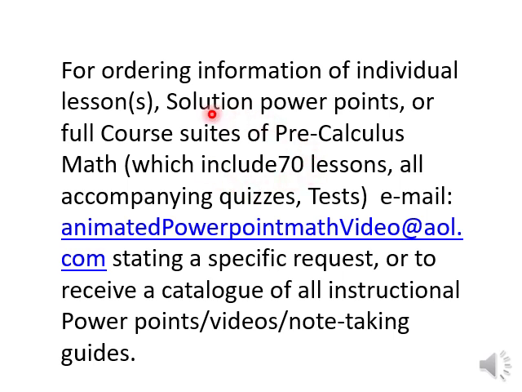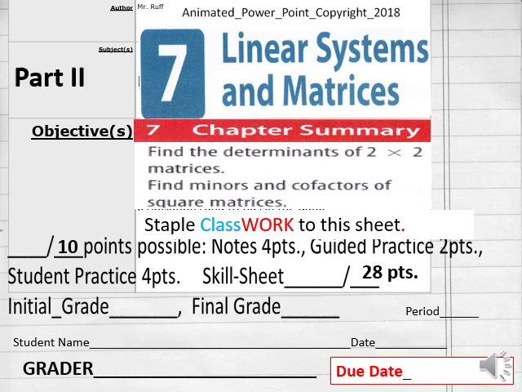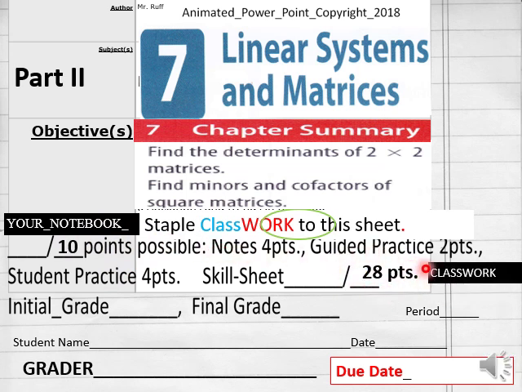Hello everybody, getting ready to do lesson chapter 7, review and summary, part 2 of pre-calculus math today. This will be a classwork lesson, so have your classwork sheet in front of you as we do this, and your note-taking guide as well, because there are 10 points here of note-taking, and there's 28 points that will go on your classwork sheet. Have that ready. If you don't have one, you need to get a hold of me for that.